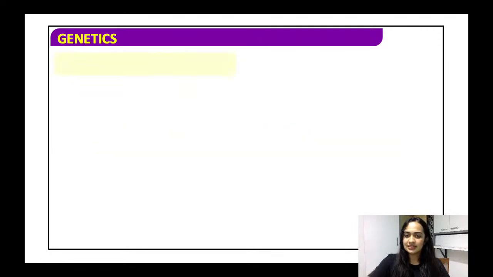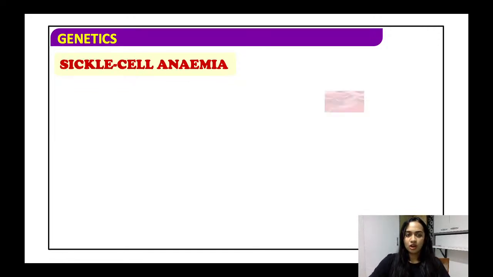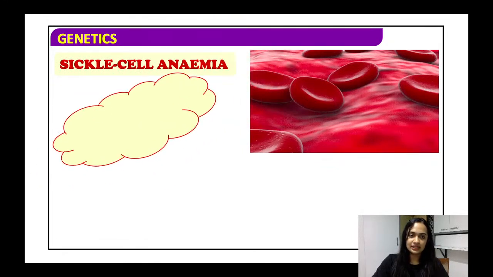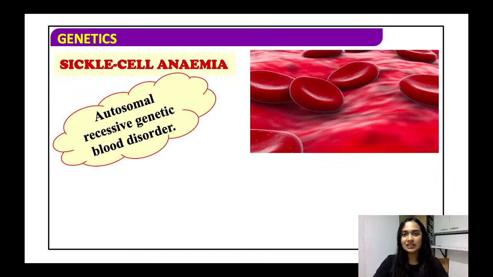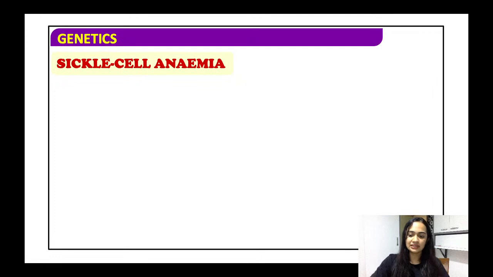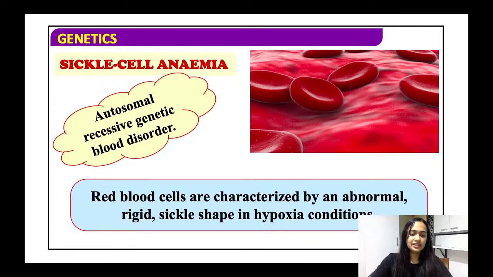Now coming to the next disease, sickle cell anemia. What is a chromosome? A chromosome is basically a highly condensed form of DNA. We will talk about chromosomes when we discuss chromosomal disorders. Here we are talking about Mendelian disorders. So, sickle cell anemia is basically an autosomal recessive genetic condition that is also a blood disorder.